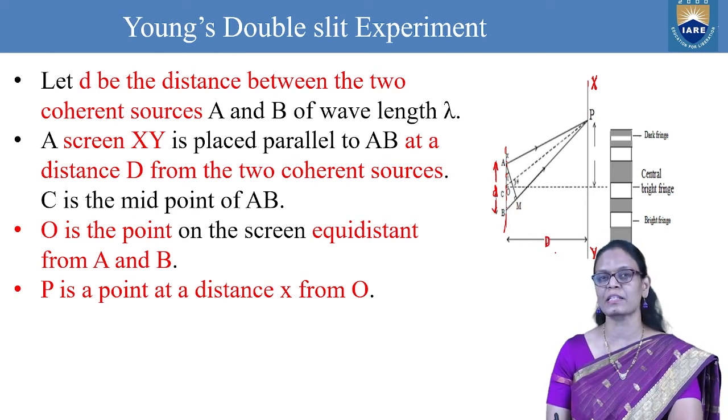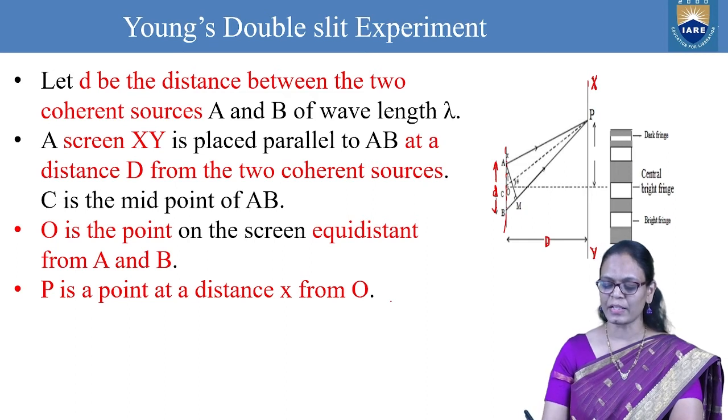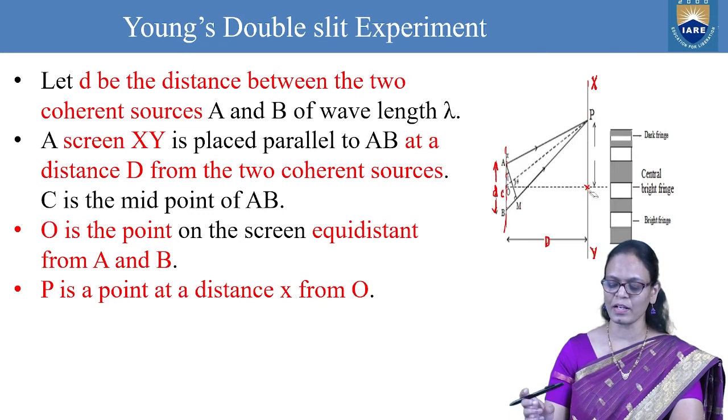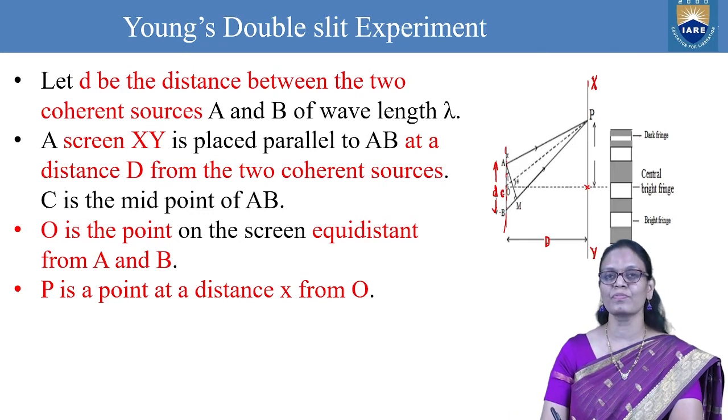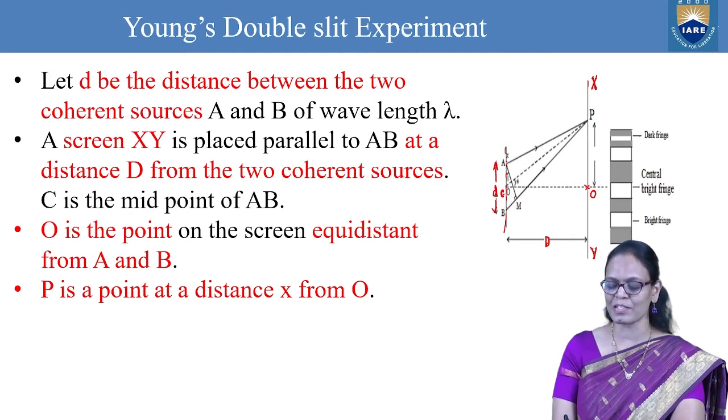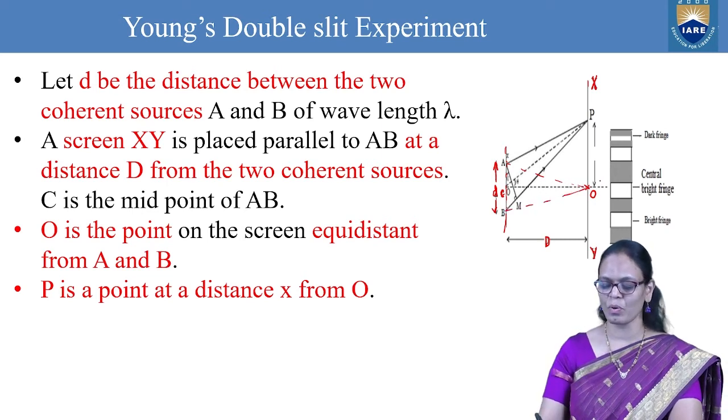The screen is placed at a distance of capital D and let C be the midpoint of AB. We will consider O as the midpoint on the screen, which is equidistant from A and B. So this point O must be equidistant from A as well as B. P is a point at a distance x from O.